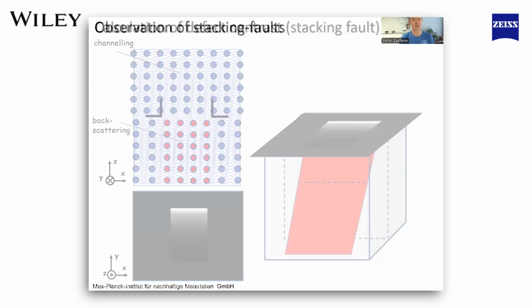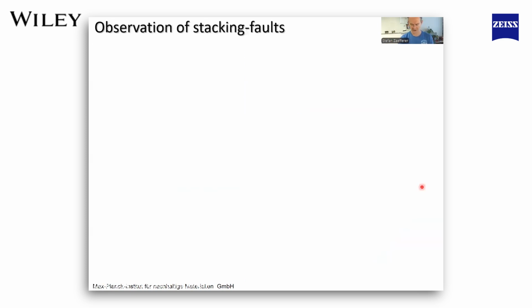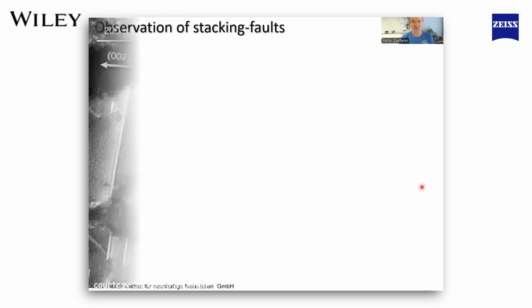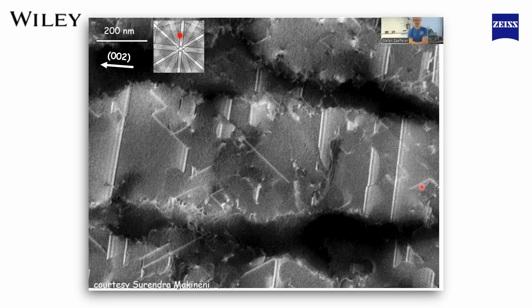And to show you that we really see that, I show you now stacking faults observed with ECCI. This is a picture taken by Surendra Makineni on a superalloy, and you see here lots of features. This is, of course, with backscattered electrons. This is a 200 nanometer bar, and we see all these structures which show this typical extinction fringes, bright, dark, bright, dark. This is a stacking fault standing under a certain inclination with respect to the surface.